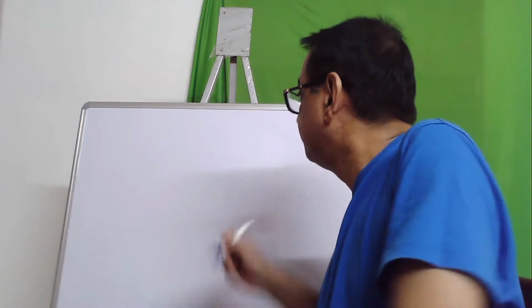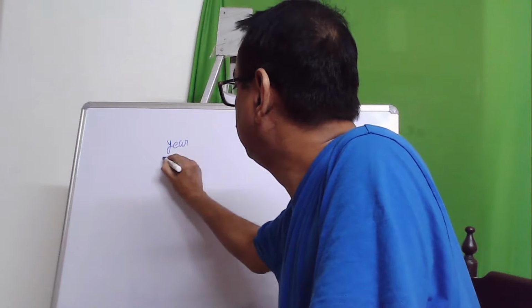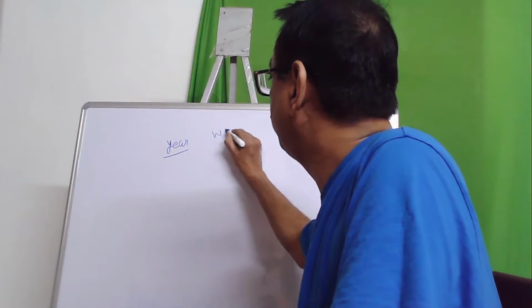Let's talk about the population of the world. In 2000, the population of the world was about 6.1 billion, and in 2010 the population was about 6.9 billion, and in 2020 the population is about 7.8 billion. Now we can tabulate this in a tabular form. So we can write here year and world population.